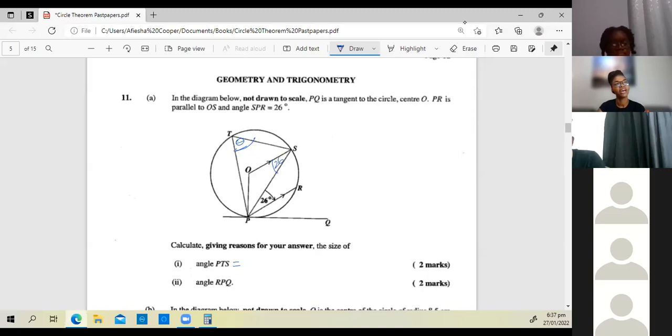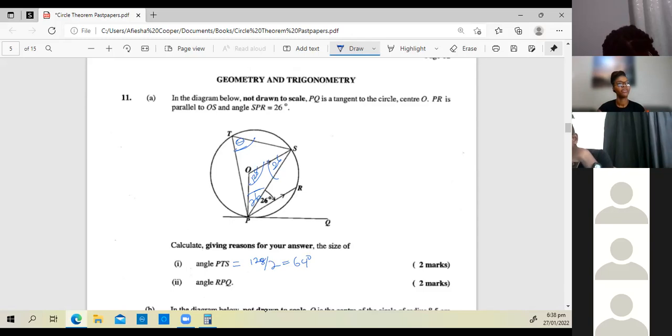Nice, because we see that parallel line Z shape, right? We know the rules for that. So if it's 26 here, it's going to be 26 up there, as we touched on last class. So 26 down here as well. How much is here? 128. And how much is at the top? 64. So this is 128 divided by 2, which is 64 degrees. The angle at the center is twice the angle at the circumference. Put in your reasoning. What about RPQ?